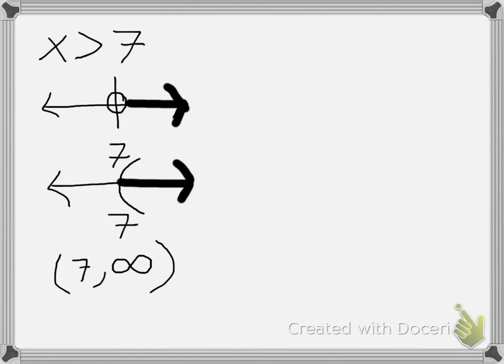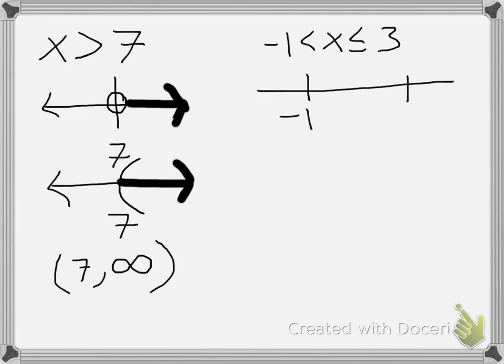We have -1 is less than x, which is less than or equal to 3. Oh, we're getting a little bit more complicated here now. So now on our number line, we have to show both -1 and 3. So here's -1. Here's 3. It does not include -1, so we have an open circle there.